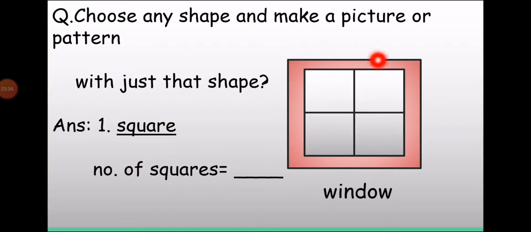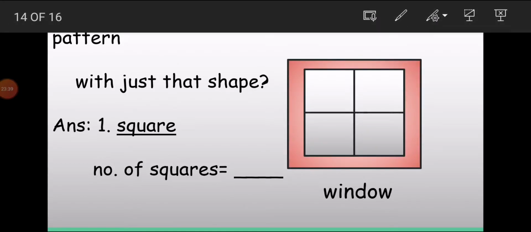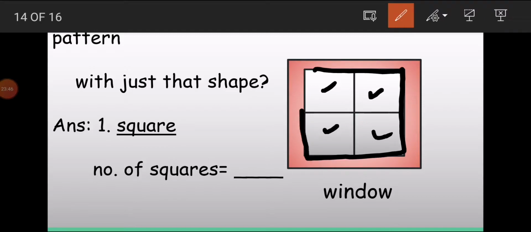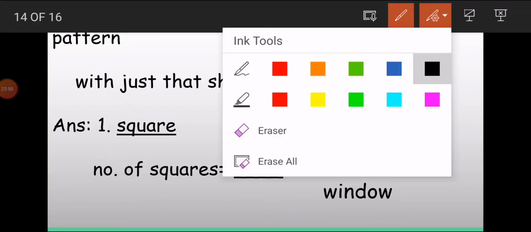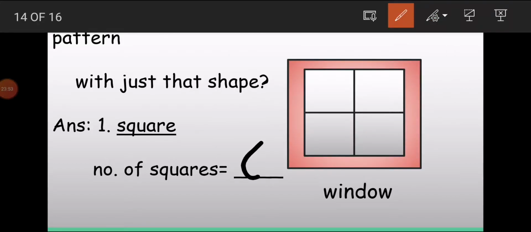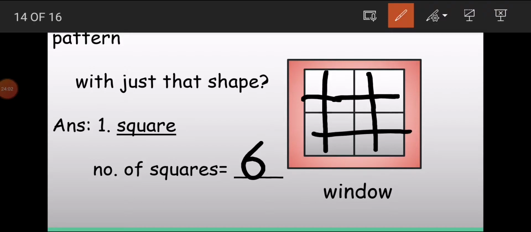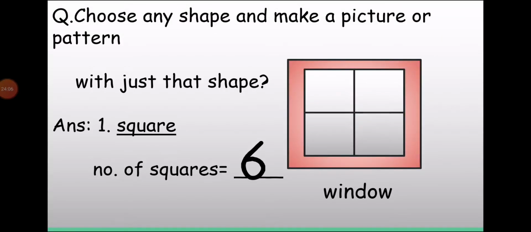Now you can see I made a window here with the help of squares. Can you count the squares with me? 1, 2, 3, 4, and this big one, 5, and this big one, 6. I have used 6 squares and made this window. You can also cut this window into more parts like that. Or you can make your own pattern with the help of squares.